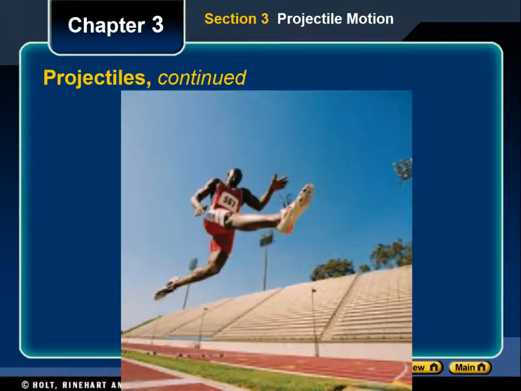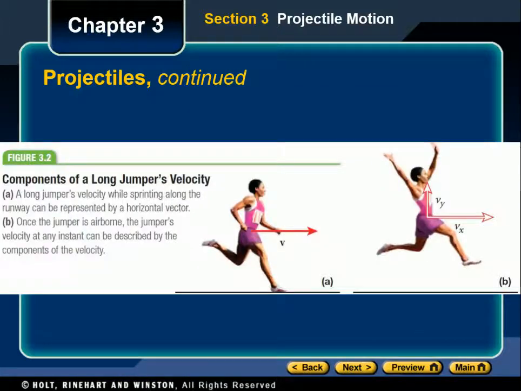Components simplify projectile motion. When a long jumper approaches his jump, he runs along a straight line, which can be called the x-axis. When he jumps, as is shown in figure 3.1 on the screen now, his velocity has both horizontal and vertical components. Movement in this plane can be depicted by using both the x and y axes. Note that in figure 3.2b on the screen now, a jumper's velocity vector is resolved into its two vector components. This way, the jumper's motion can be analyzed using the kinematic equations applied in one direction at a time.